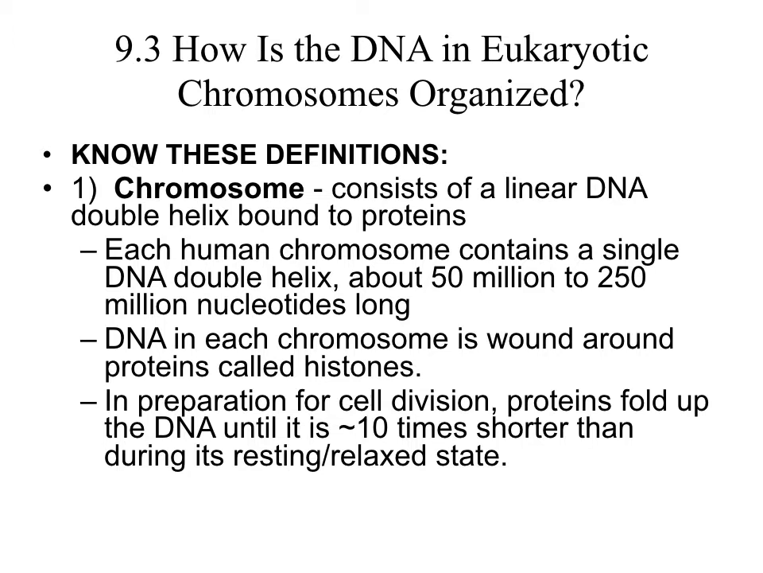There are a few definitions that we have to familiarize ourselves with. One of them being the chromosome. A chromosome consists of a linear DNA double helix bound to proteins. Remember, there is a difference between a chromosome and chromatin. Once the chromatin is condensed, it's called a chromosome. Uncondensed, the DNA is called chromatin.